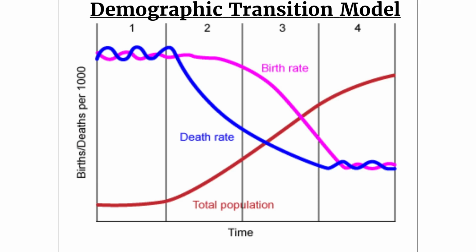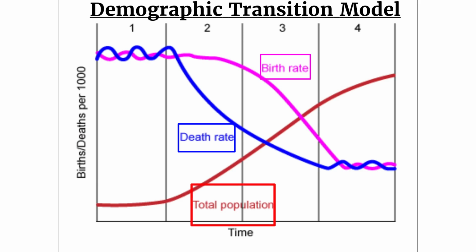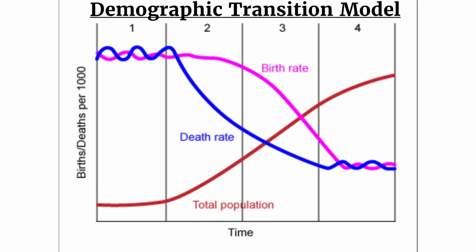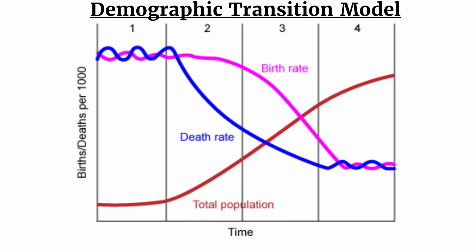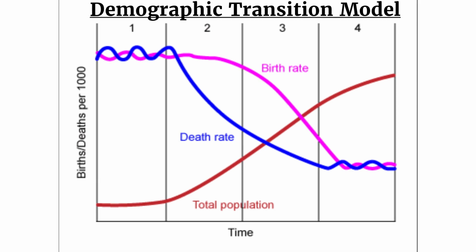What this model does is demonstrate how birth rates, death rates, and total population change over time as society becomes more advanced. When we use this model, these different measurements align with the x-axis, which focuses on the passage of time, and the y-axis, which focuses on the rising and falling of birth and death rates. There are four stages in the demographic transition model, so let's jump right into stage one.